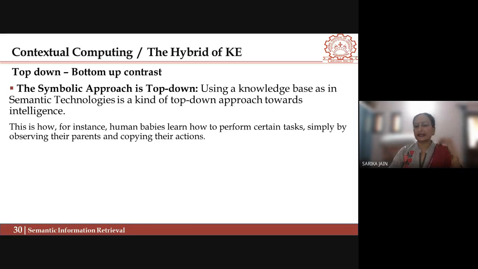And this is exactly how human babies learn how to perform certain tasks. This is top down. They observe it from their parents. By copying their actions, the babies are able to learn different tasks.